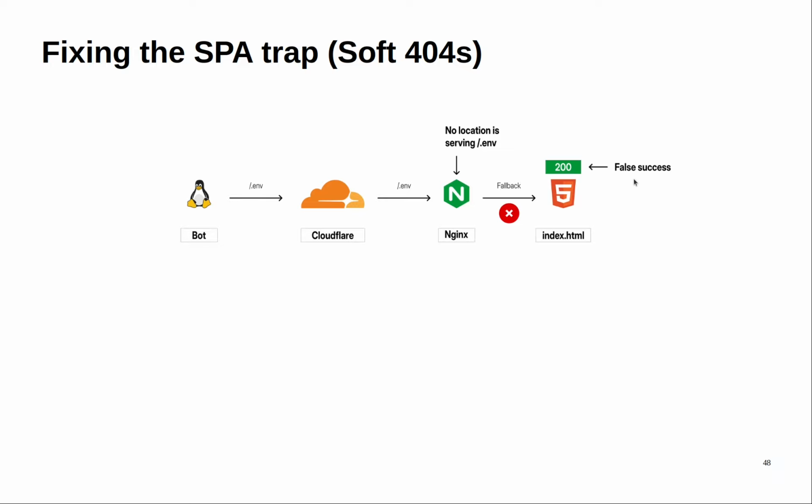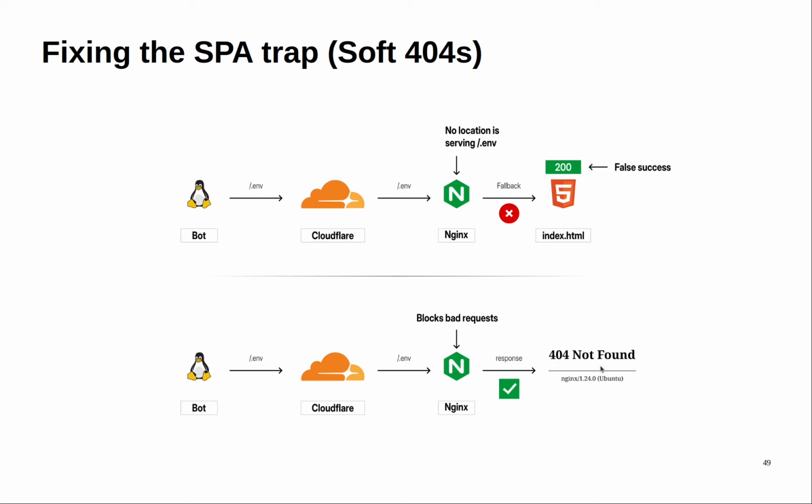Why is this a false success? Because the bot will think that it was able to get the .env file, so it's going to always come to your web server and it will hammer it day and night. It's going to keep asking for the same file. But if it gets a 404 not found, it's going to skip this.